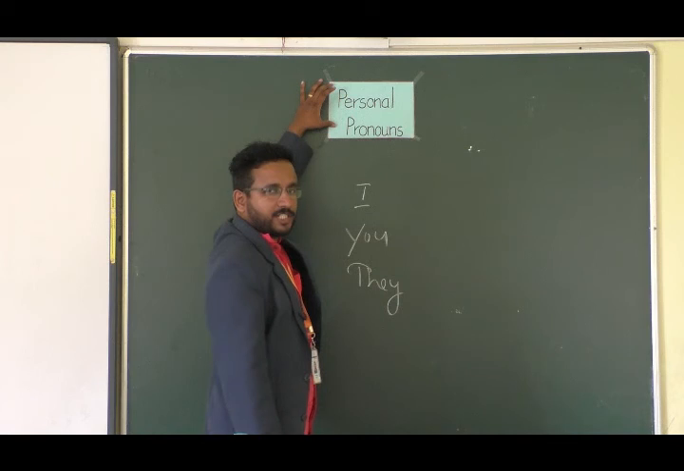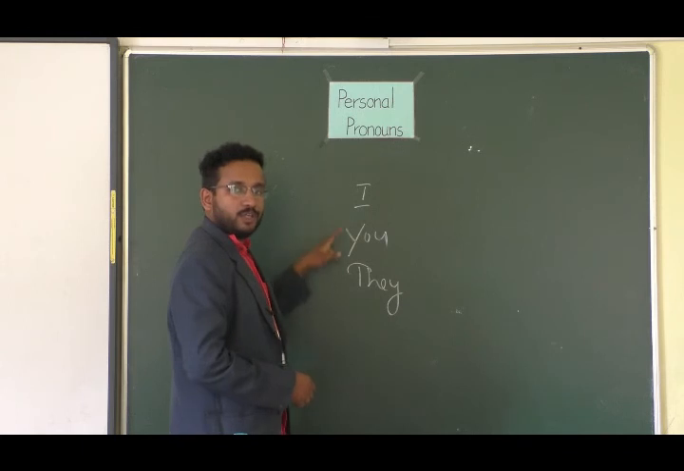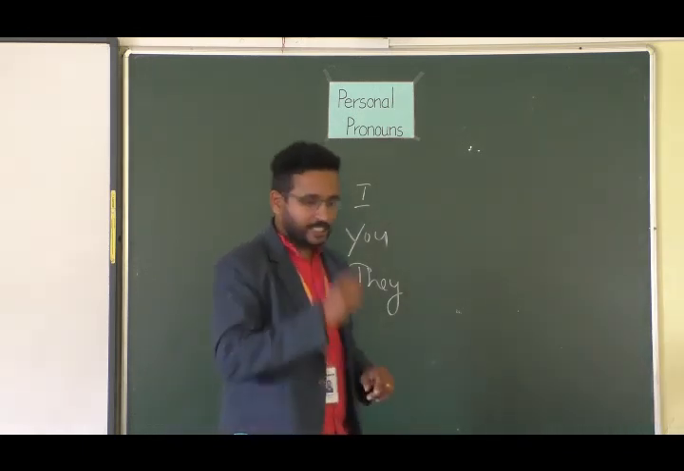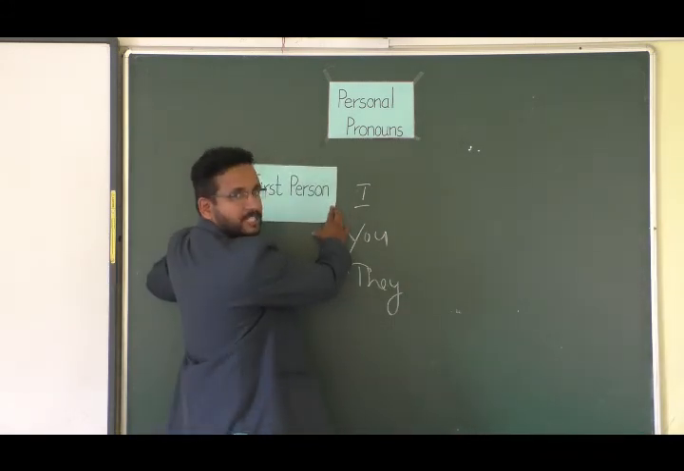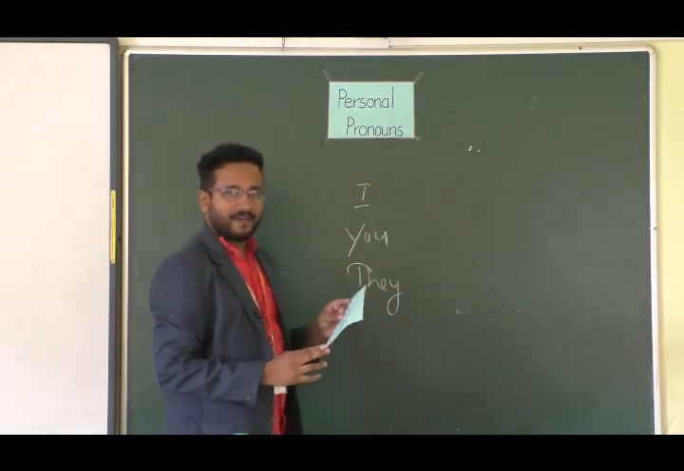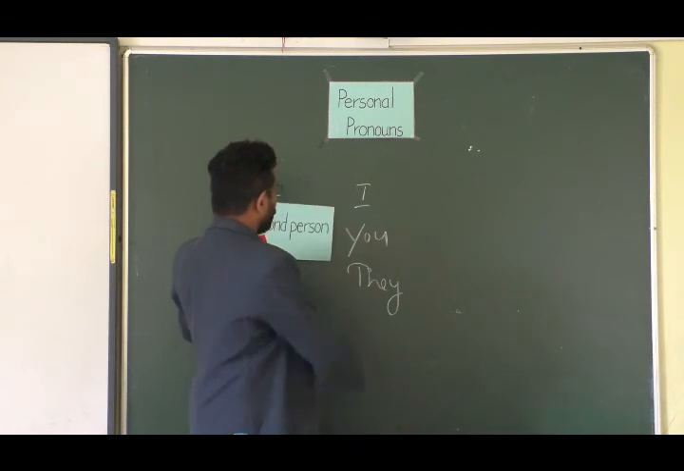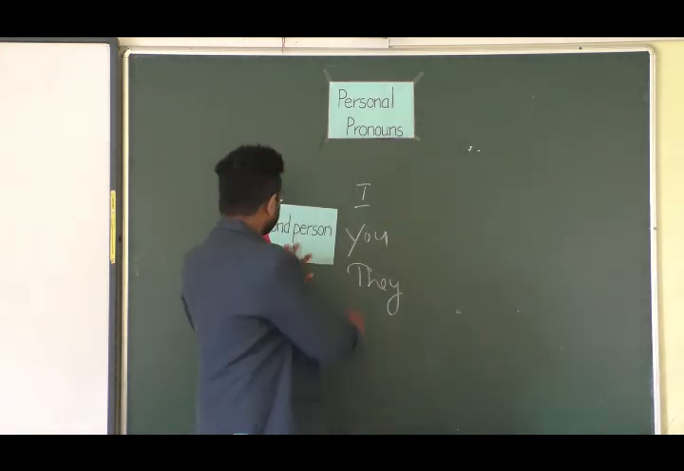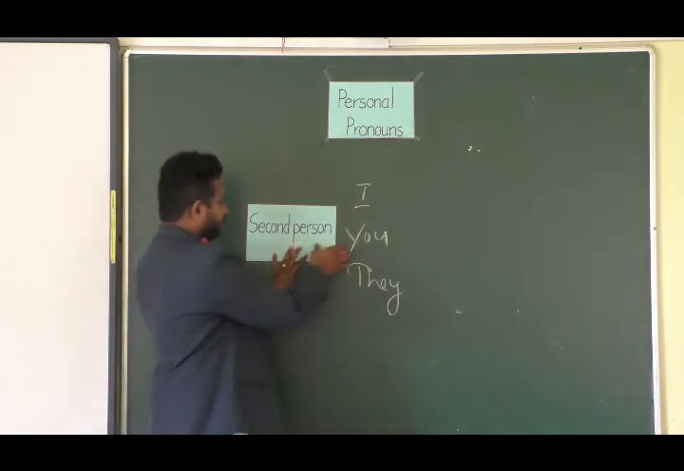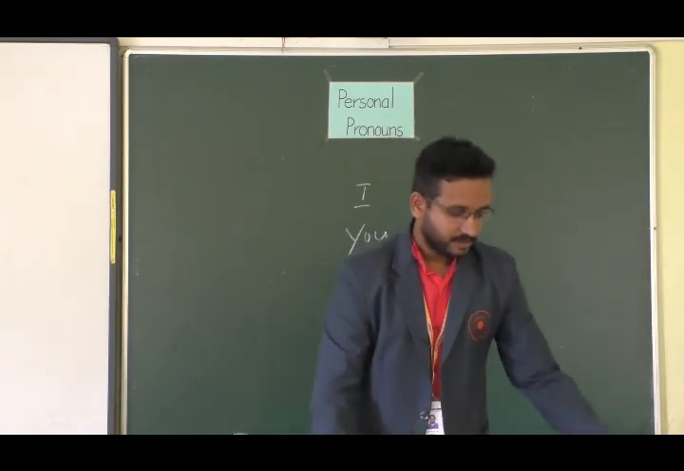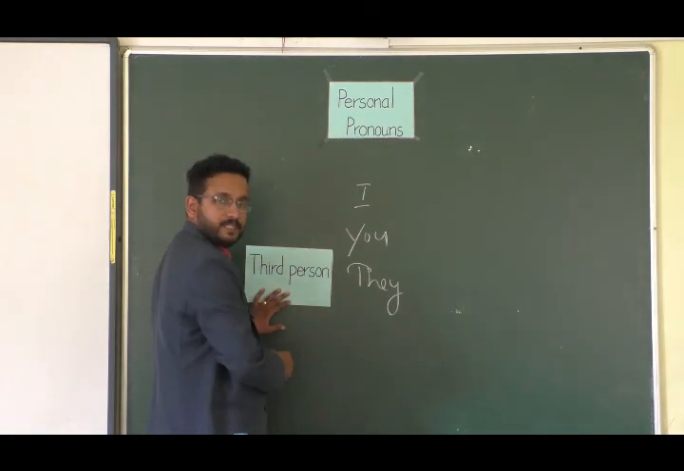And you have noticed in our story there were three persons, namely I, you and they. What is I? It's part of first person. First person, right? Okay. Now, you is part of second person. You, second person. And they, it's part of third person. Third person.